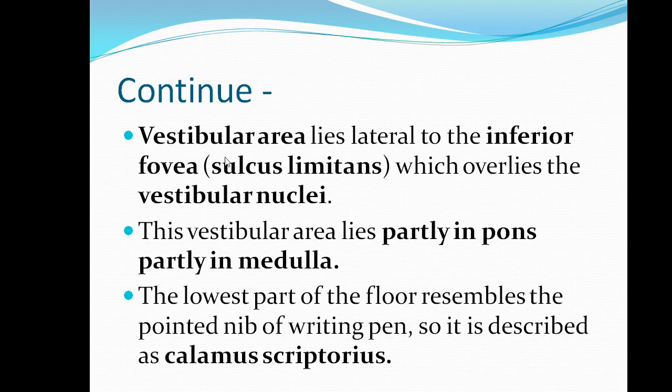The vestibular area lies lateral to the sulcus limitans, which overlies the vestibular nuclei. This vestibular area lies partly in the pons and partly in the medulla. The lowest part of the floor resembles the pointed nib of a writing pen, so it is described as the calamus scriptorius.